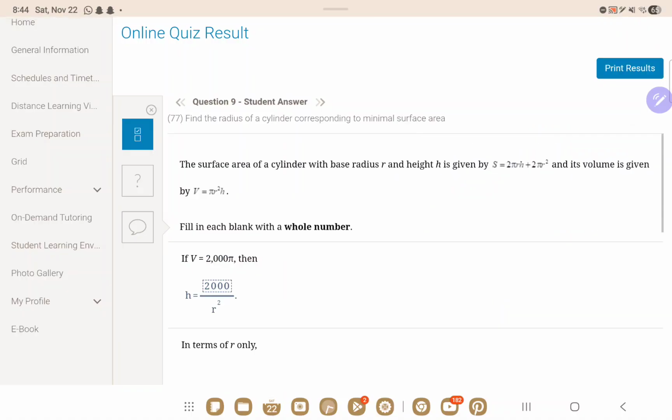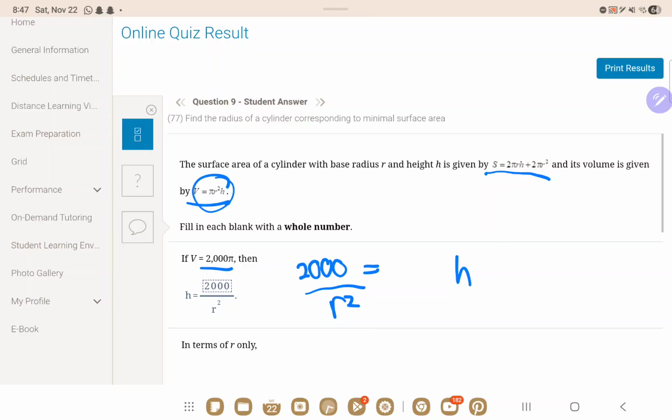The surface area of a cylinder. Okay, so we solved this question in every AMS, but it's really easy. Let's solve it again. They already gave you all the formulas. The surface area of a cylinder is this, and its volume is this. And they gave you, if the volume is equal to this, what's the height? So you just do 2000 pi equals the formula you're given, pi r squared h. So basically, h is going to equal 2000 over pi r squared.